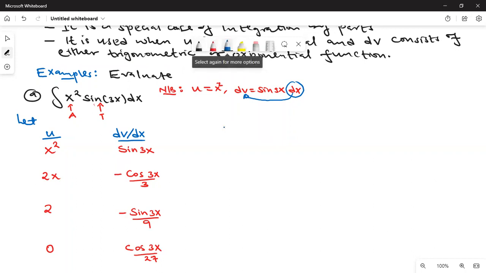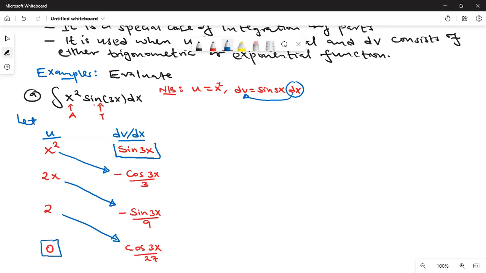Now we are going to link these functions, these 2 columns. The x squared will be linked to this one. Remember, I have passed sine 3x. Take note. 2x, you link it to this. 2 will be linked to this. Take note, I have passed 0. I don't need it. Neither do I need sine 3x.